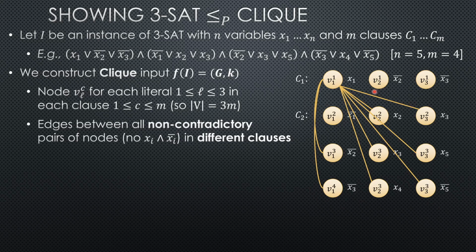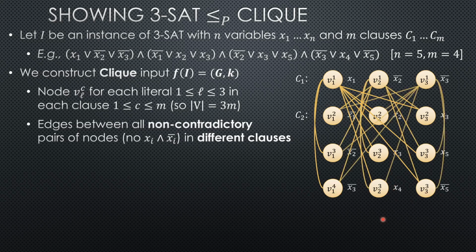Well, how about the edges incident to v21? We want to draw edges to every node that's in a different clause that doesn't contain the negation of this literal, that doesn't contain not x2. So we can draw edges to this node v12, v32, v13, v23, v33, v14, v23. I just realized my numbers here are wrong. These are all supposed to be v14, v24, v34. That's funny. I didn't notice that before. So we can draw all these other edges. We can do this for every node in the graph.